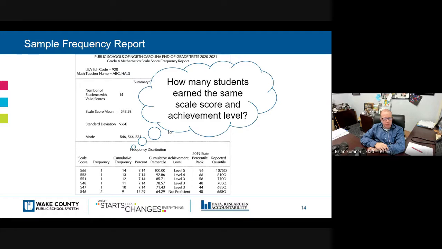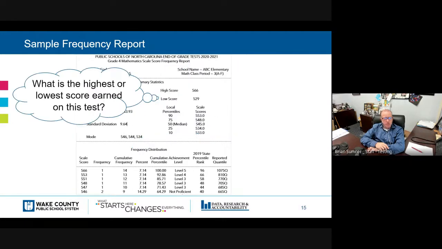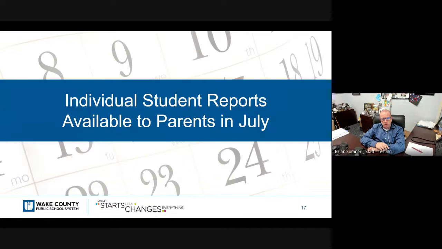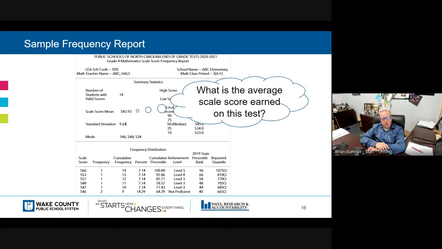It breaks down basically how students did with that particular scale score. There's also a scale median, a low score and a high score. What was the next one, Julie? The scale score mean, and then also the standard deviation and the mode. So it kind of gives you an idea of what that report shows.